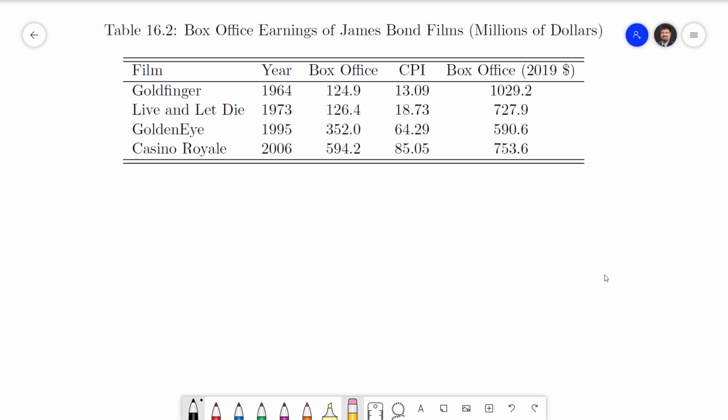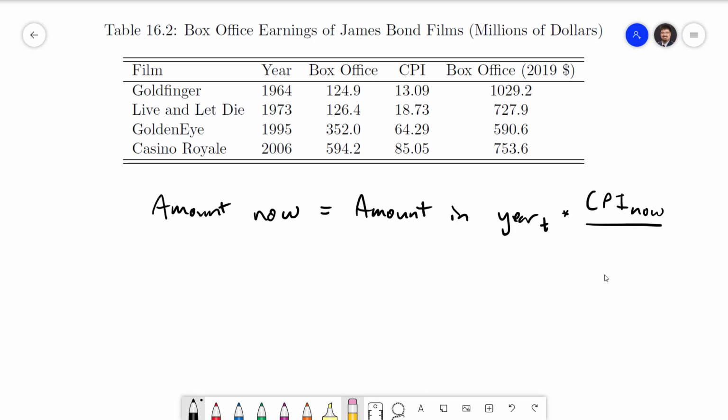To adjust a dollar amount from year T, sometime in the past, to today's dollars, we can use the formula: the amount now is the amount in year T times the CPI now divided by the CPI in year T. You could also use this formula to calculate an amount in any year's dollars. It doesn't have to be now, but that might be the most applicable use of this formula.